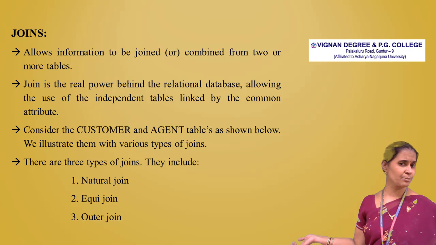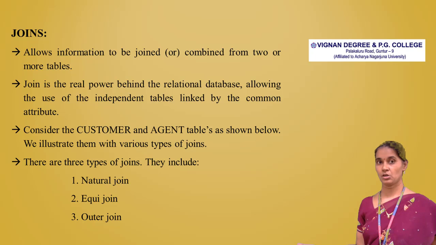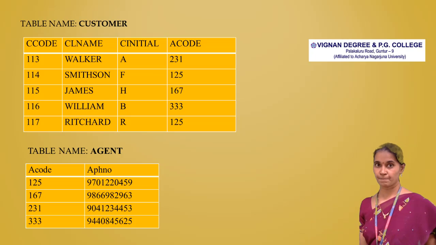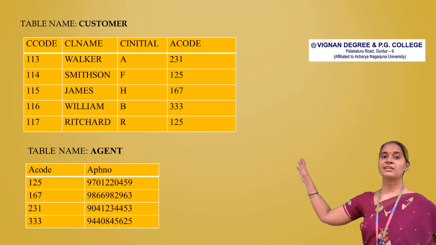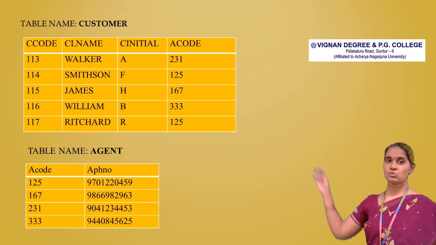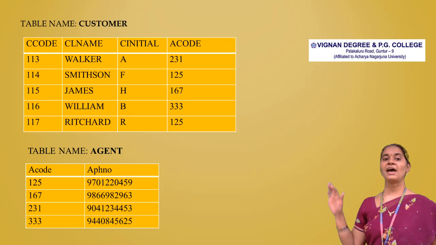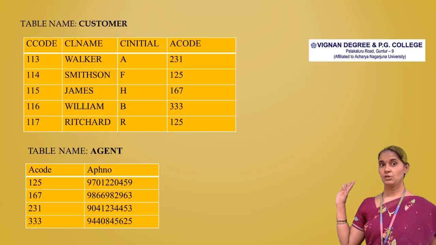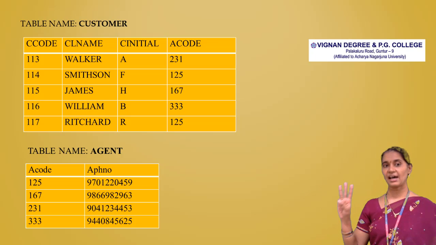Before discussing any type of join, let us learn how to perform a join operation. So consider two tables, the customer table and the agent table. See how many rows there are in the customer table: 113, 114, 115, 116 and 117, 5 rows. In the agent table, I have 125, 167, 23, 3 rows. In the customer table, I have 5 rows. In the agent table, I have 3 rows.